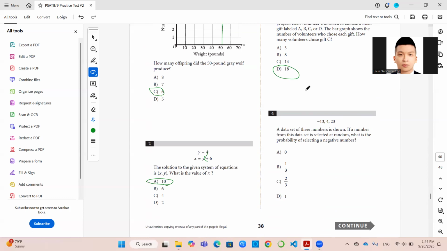A data set of three numbers is shown. If a number from this data is selected at random, what is the probability of selecting a negative? Well, we only have one, so it's 1 over 3. So B is the correct answer.